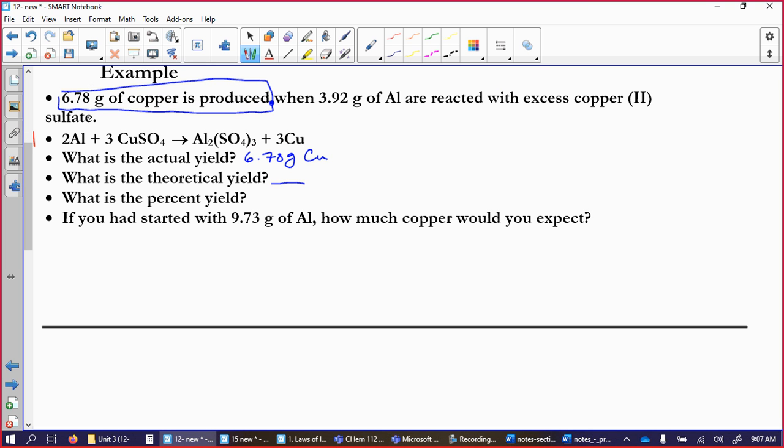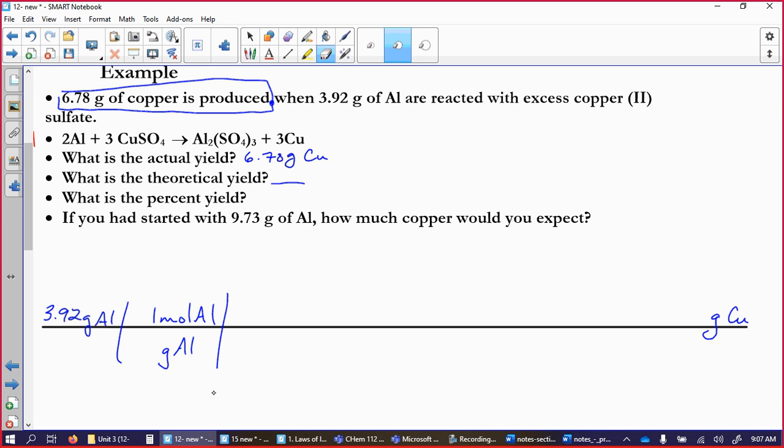So ignoring that bit, 3.92 grams of aluminum. Of aluminum, we want to know grams of copper. That is our stoichiometry. I don't want grams of aluminum, so I'm going to put it on the bottom. I want mole of aluminum. Your first step is always converting grams to moles. Aluminum is 26.98. And then that cancels with that.